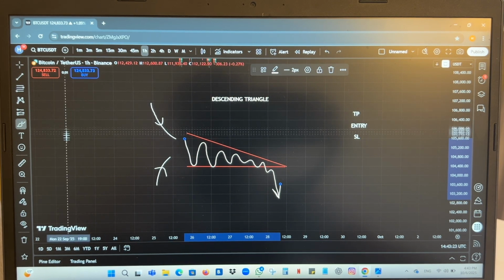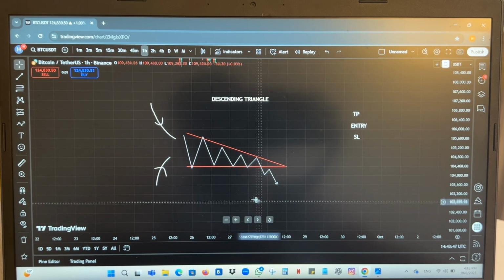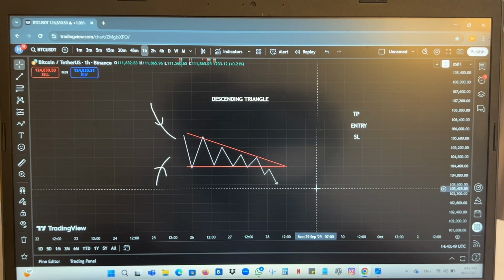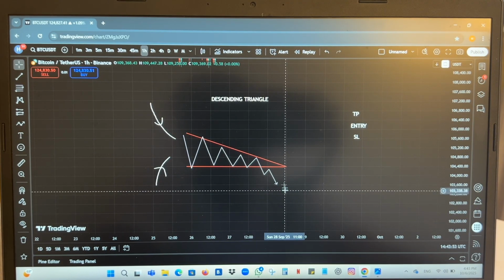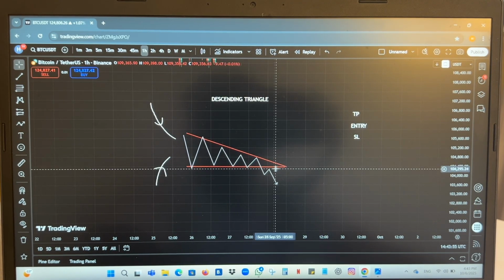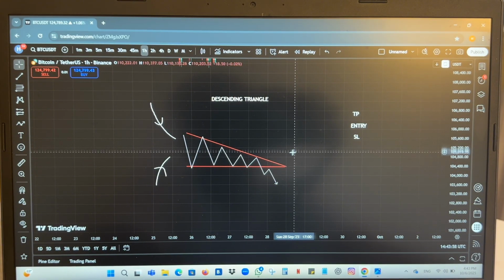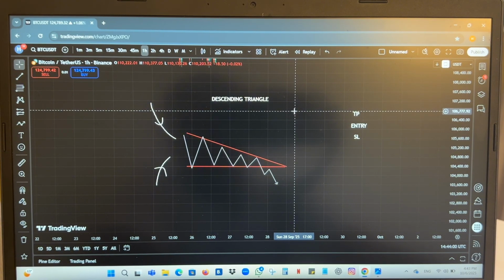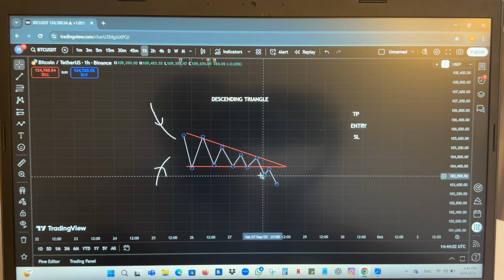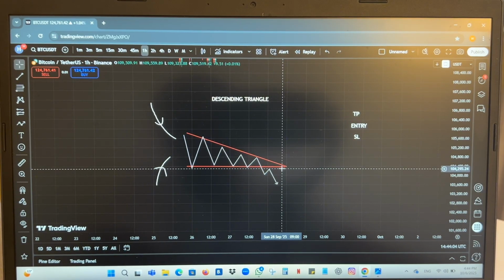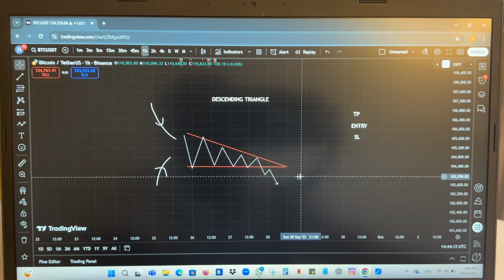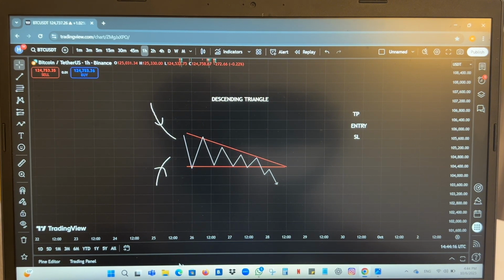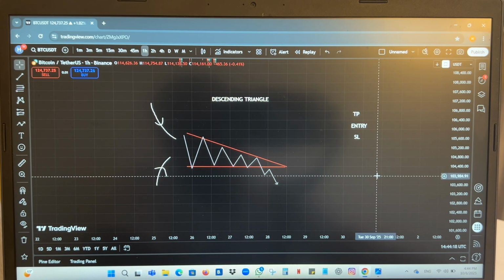So let's make this a cleaner setup. Just like before, there is a 68% chance of it actually going its original way, the proper way, descending triangle. It should go down, or else there's a 32% chance of it actually going up. So there's nothing to worry about. I will show you guys if it actually breaks this lower trend line, it actually goes down, where to get in on the entry, where to put the stop loss, and where to put the TP.